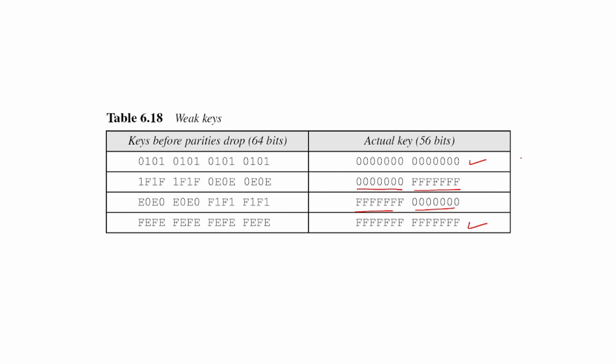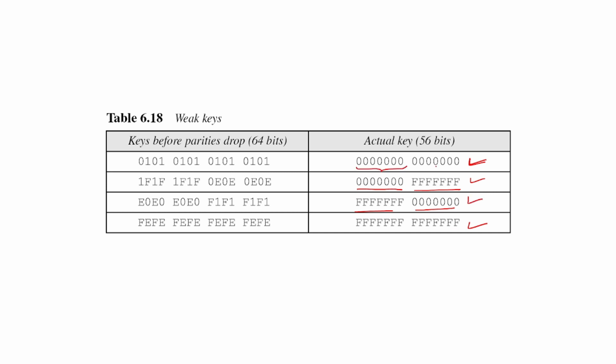These are all weak keys. If the cipher key is a weak key, then the round keys generated from it will be the same for all the rounds. The round keys for all the rounds generated from these weak keys are the same.